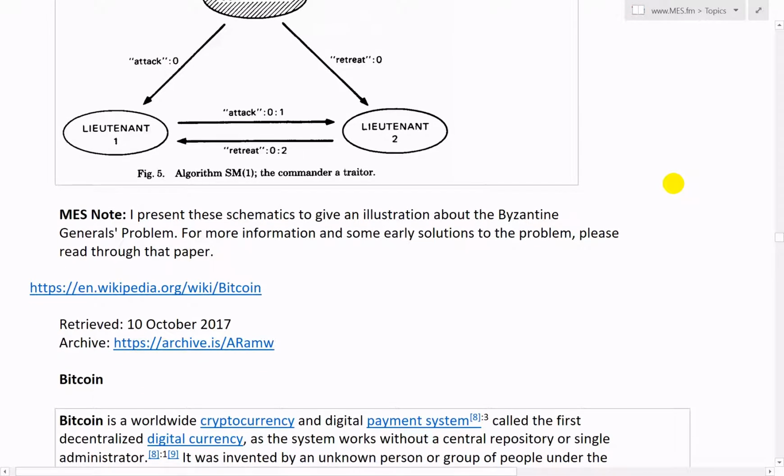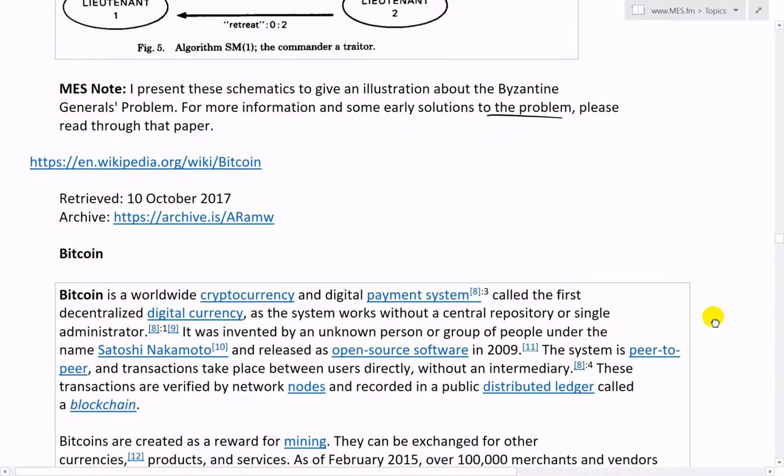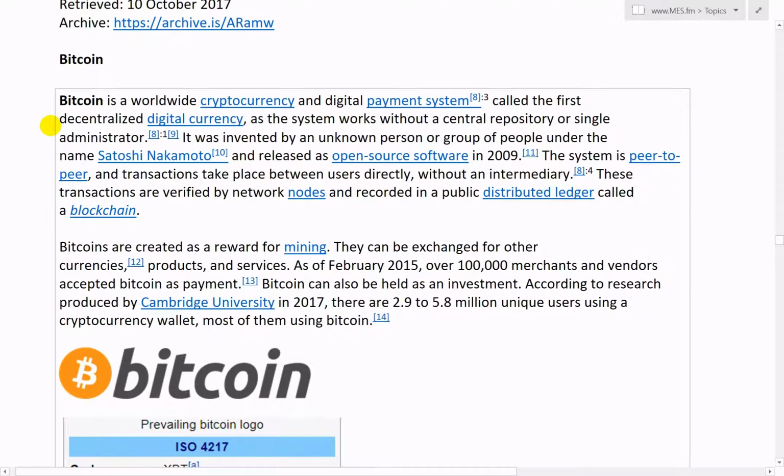So anyways, that's some stuff I need to work on there. Note, I present these schematics to give an illustration of the Byzantine Generals Problem. For more information on some earlier solutions to the problem, please read through that paper over there. Now let's go into the land of Bitcoin and read an overview of it.